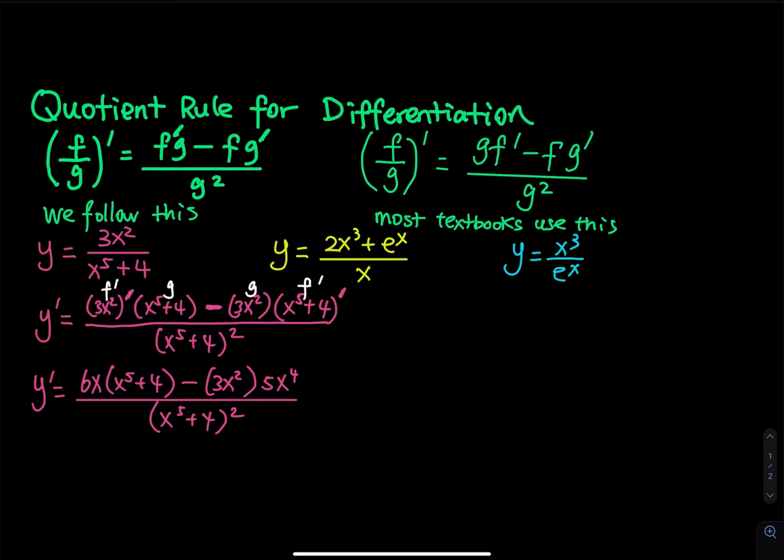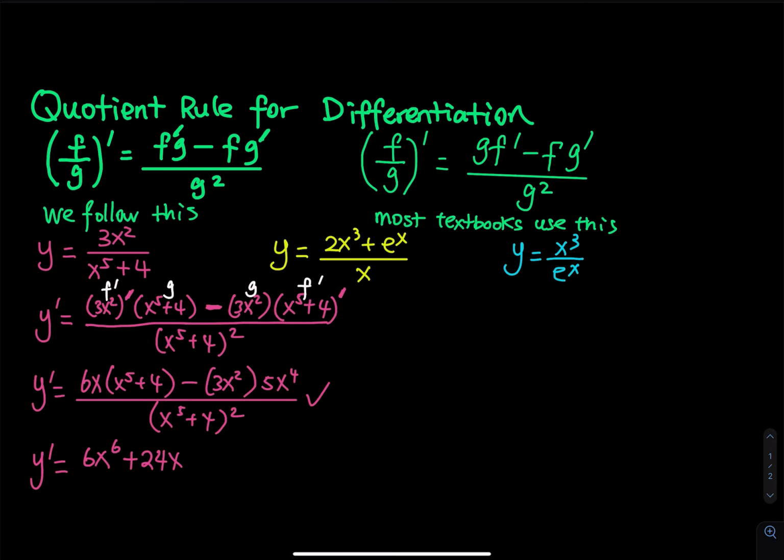For my class, written work, exams, quizzes, homework, I am fine with this. It's easier for me to check your work. But when you do homework online, you have to go all the way to the end, which means you have to open up the numerator. So y prime is equal to 6x to the 6th power, and then plus 24x, right?